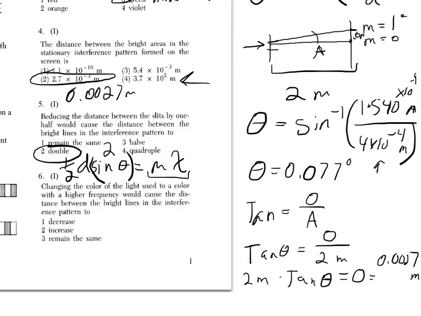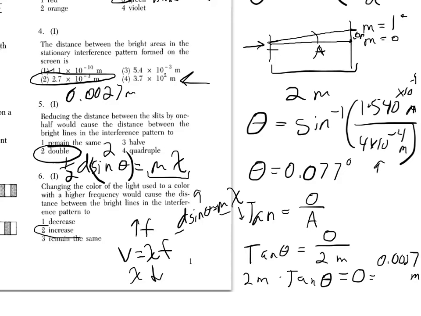6. Changing the color of the light used to a color with a higher frequency. Remember, if frequency goes up according to v equals lambda f, wavelength went down, so higher frequency means lower wavelength, and cause the distance between the bright lines in the interference pattern to, okay, so once again we have to think about d sine theta equals m lambda. m can't change. It says that we're just changing the wavelength, so d won't change. That means only lambda and sine theta are left. If lambda goes down, sine theta must go up, so the distance between the bright lines must increase.